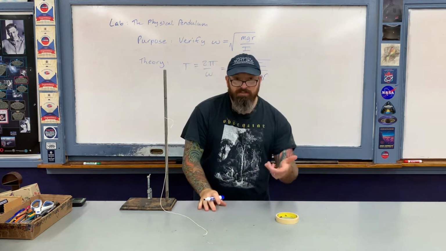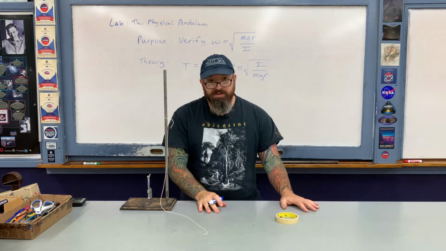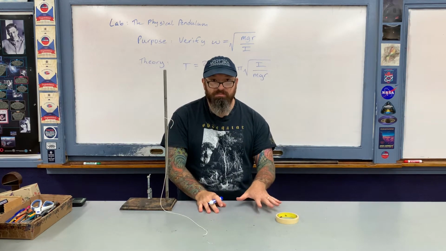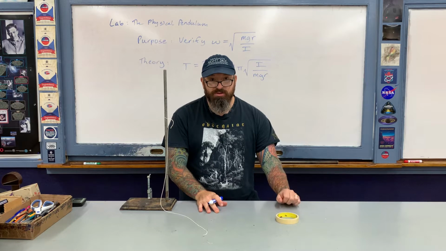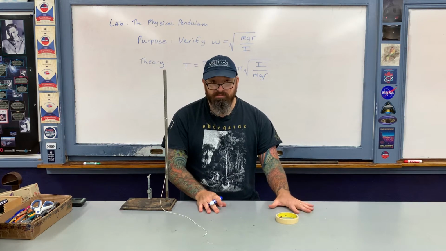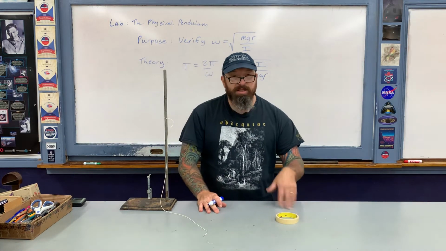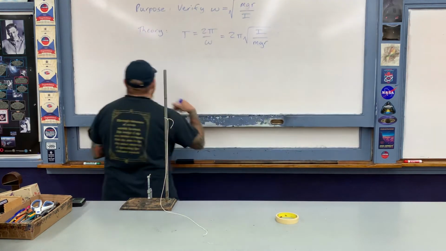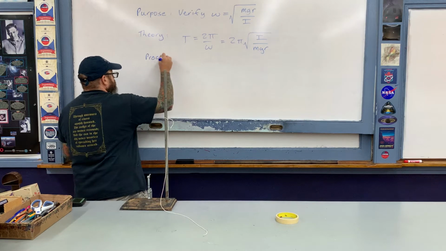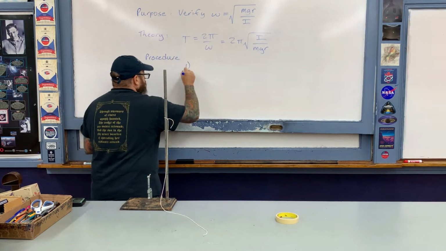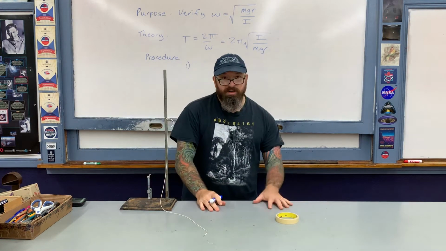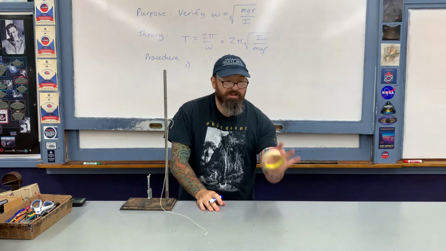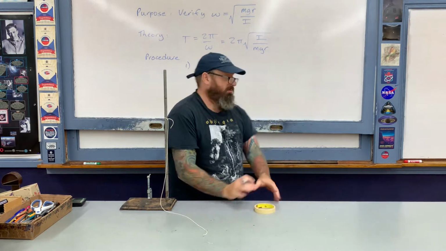Here's how I'm going to have you ultimately verify the purpose of this experiment. I'm basically going to have you measure I, the rotational inertia, 2 different ways, and then compare them to each other. So let me now go ahead and take you through the procedure. Okay, I divide the procedure here into 2 parts. The first thing to do is measure the rotational inertia of the tape directly.